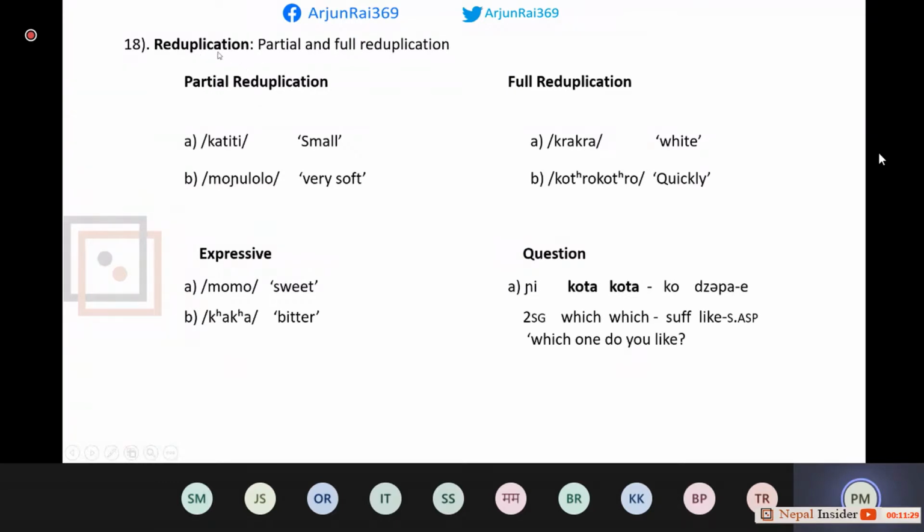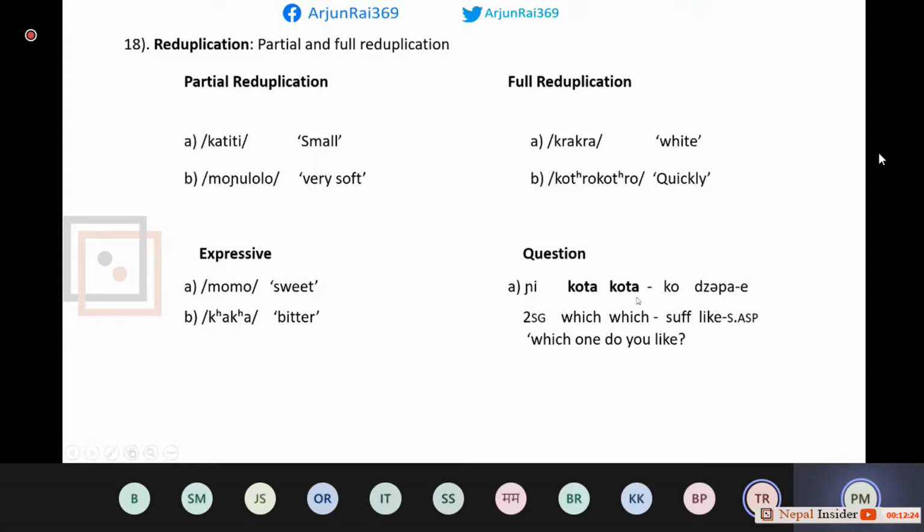Okay. When it comes to reduplication, Maola exhibits both partial and full reduplication. In partial reduplication, we have katiti. When we tell someone to cut into small pieces, we say katiti. So also in full reduplication, when something is very white, we say kra kra. And also in expressives, when we want to express something that is very sweet, we say mo mo. And even the question form here, ni kota kotzpa. Here kota is the question marker, and it is also reduplicated.